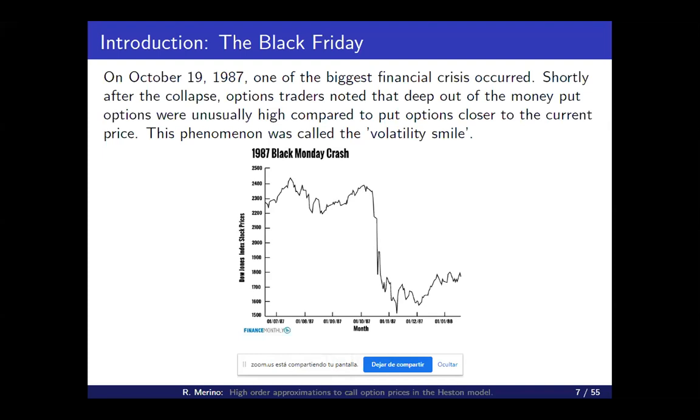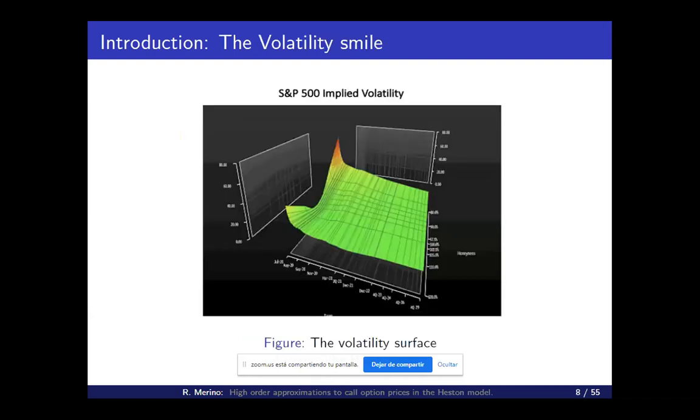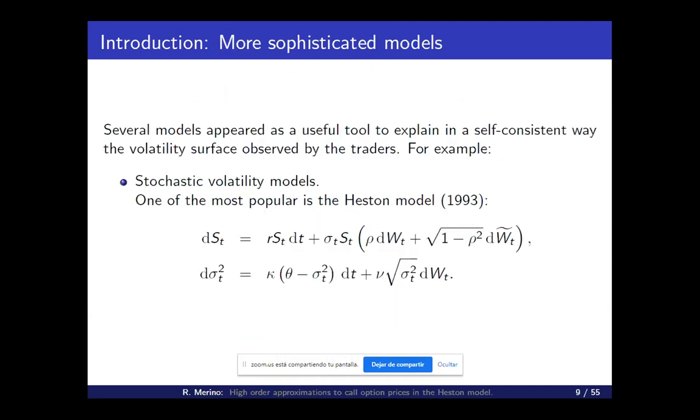So one of the first approaches to try to improve on this smile was due to Heston, and Heston is a type of stochastic volatility model. We keep the same stochastic differential equation for the stock price, but we make a little change: the volatility now is not constant. The volatility now depends on another stochastic differential equation. Okay, this model is very popular.